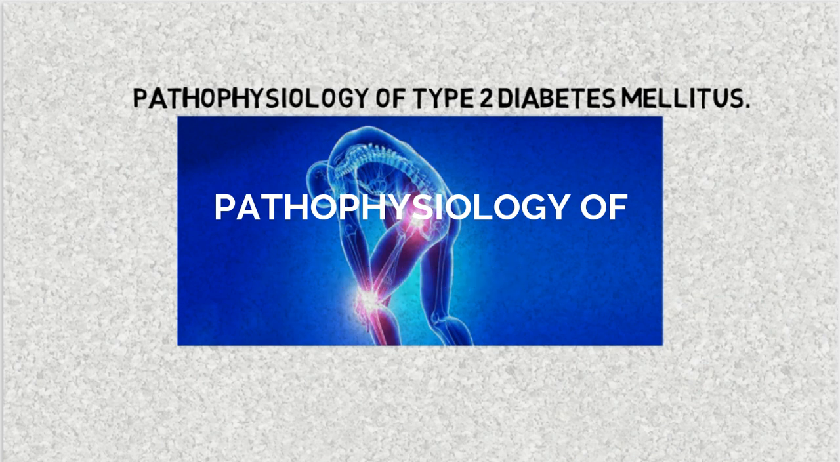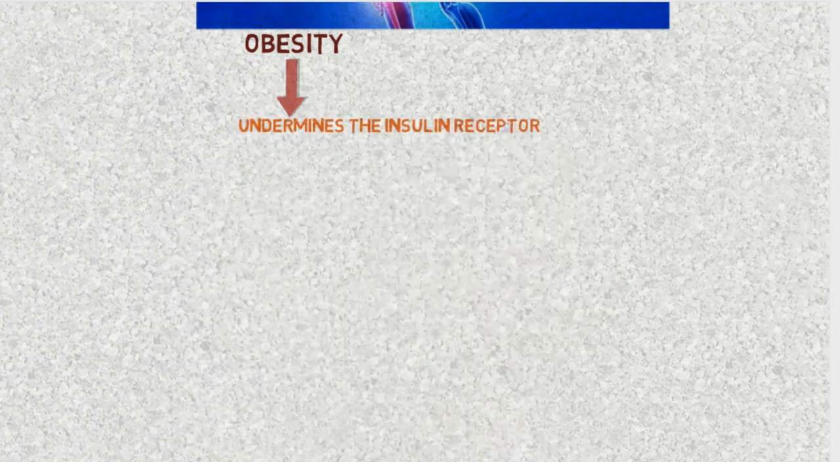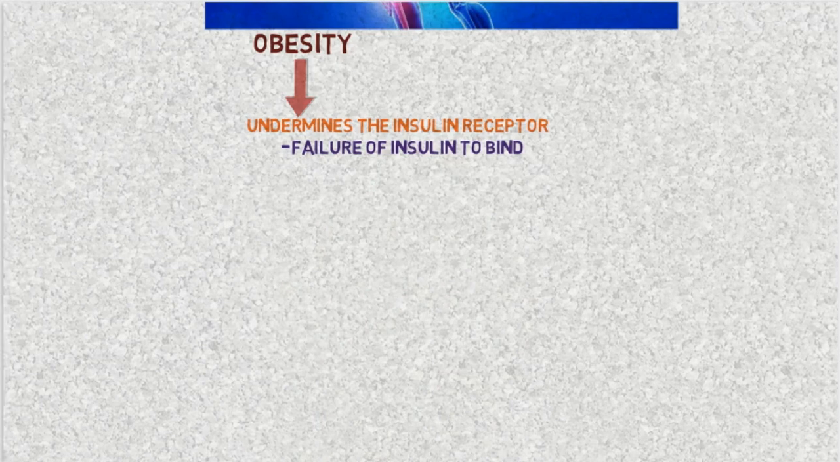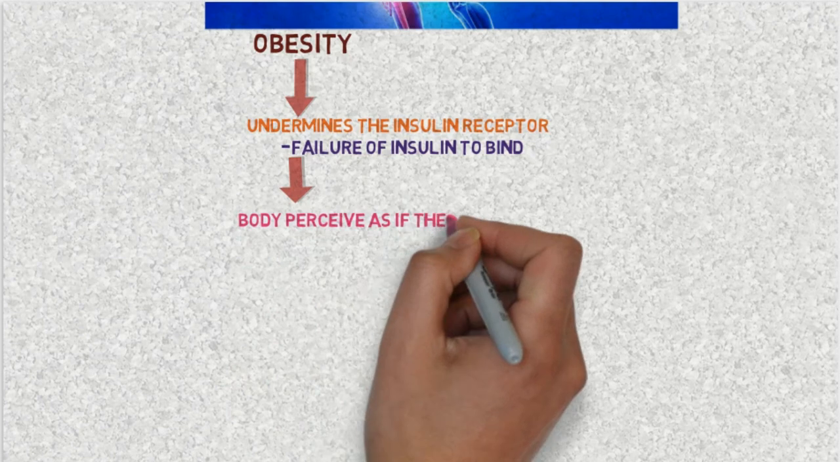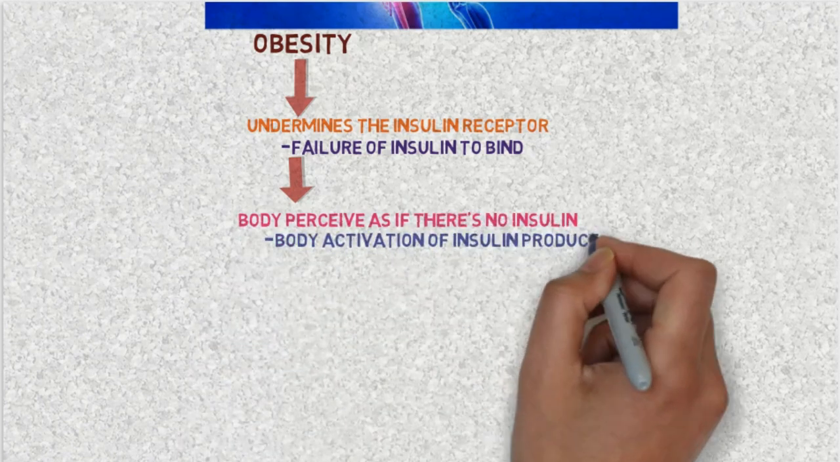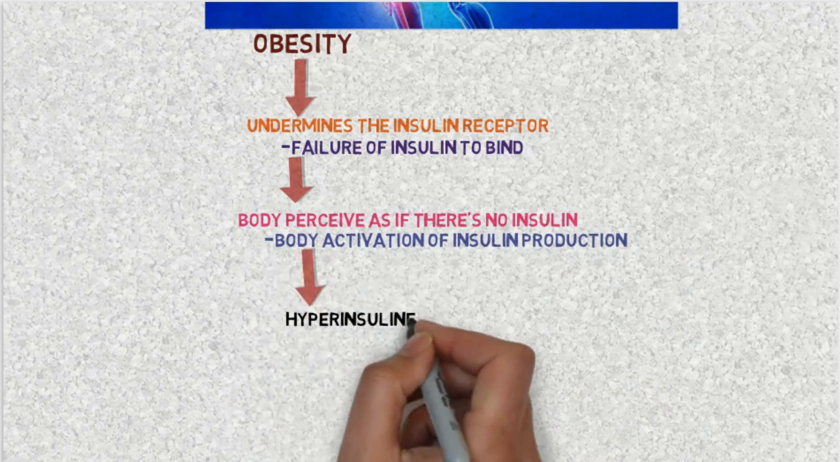In type 2 diabetes mellitus, one of the risk factors is obesity. Obesity undermines the insulin receptor, where insulin released from the pancreas fails to bind to the insulin receptors. This is due to the high fat content in obese patients. This condition makes the body perceive as if there's no insulin. This makes the body activate the pancreas to produce more insulin. The body produces insulin until a person becomes hyperinsulinemic.